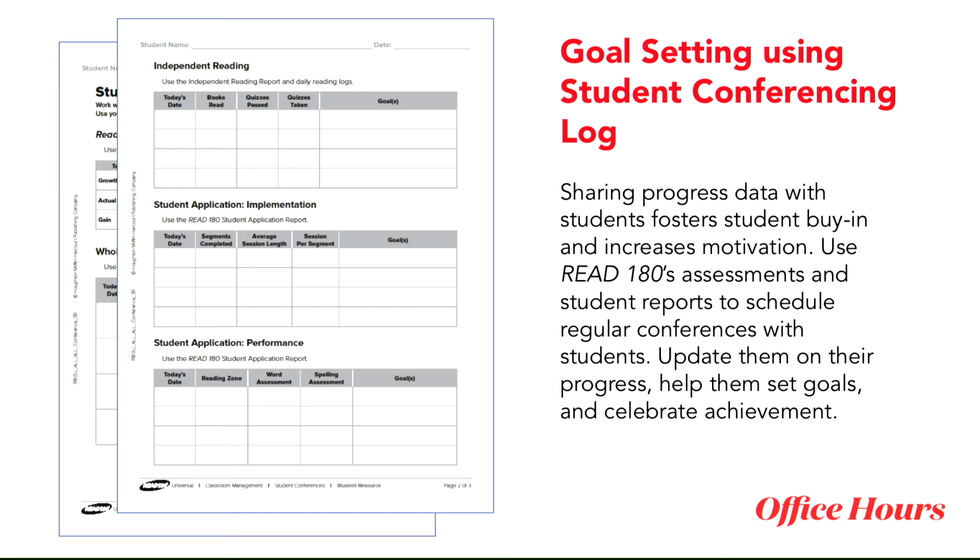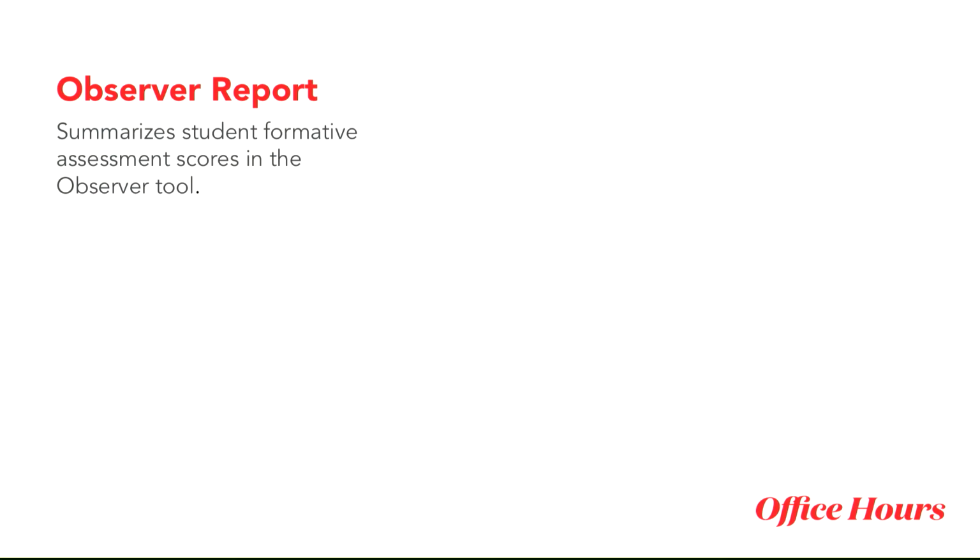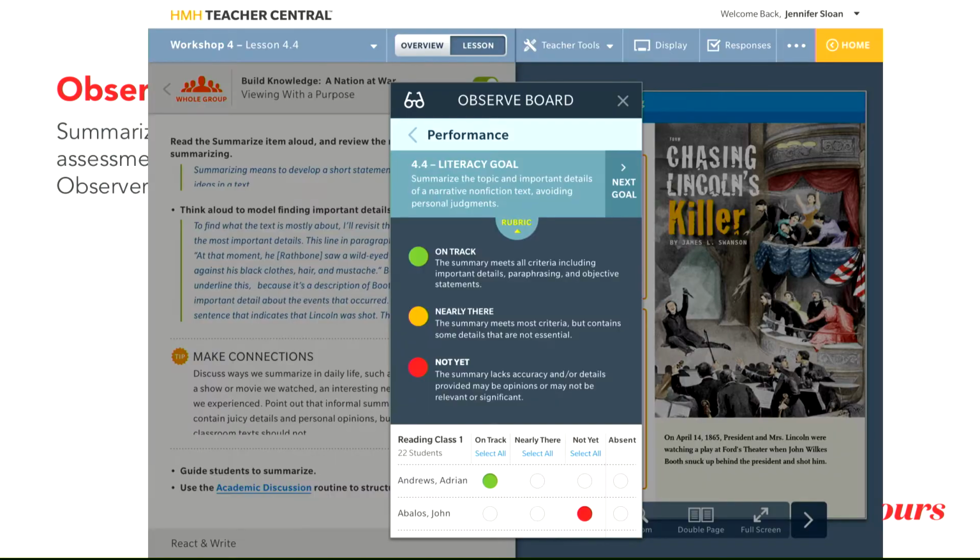Something else I mentioned is by having teachers use the observer report built into the digital teaching guide, you can actually track student performance against language and literacy goals. This is done during whole group and small group. You can tell whether the students are on track, nearly there, or not quite mastering those specific goals for the lesson. It's real-time data, and it bubbles up into a beautiful report.